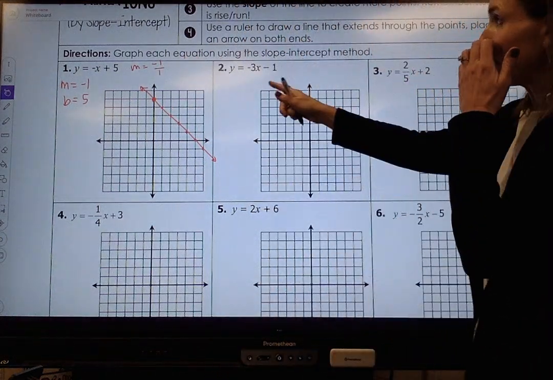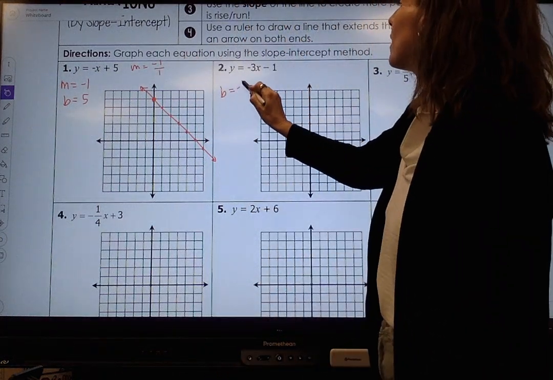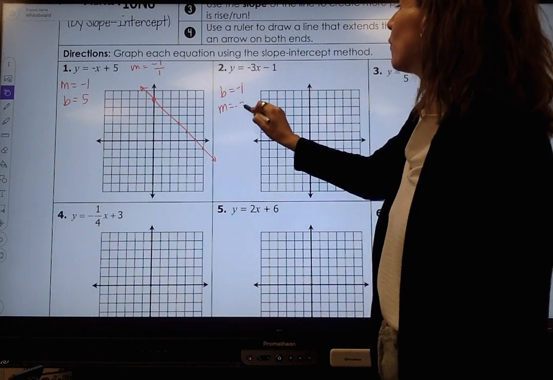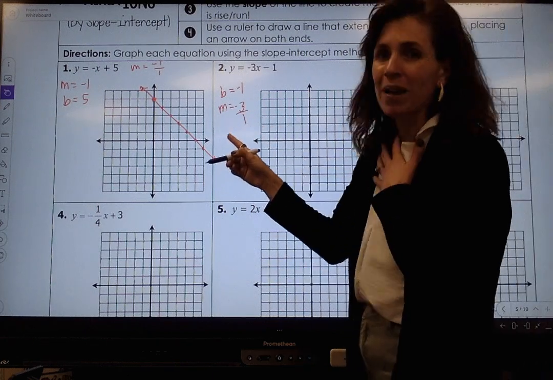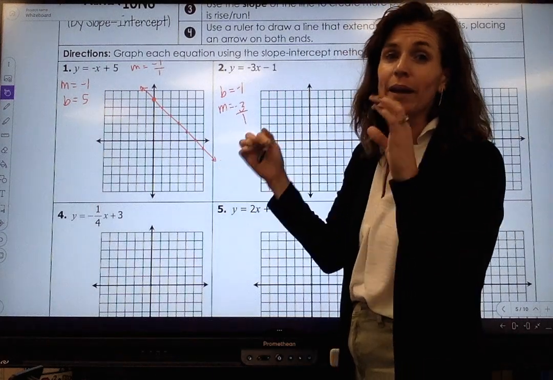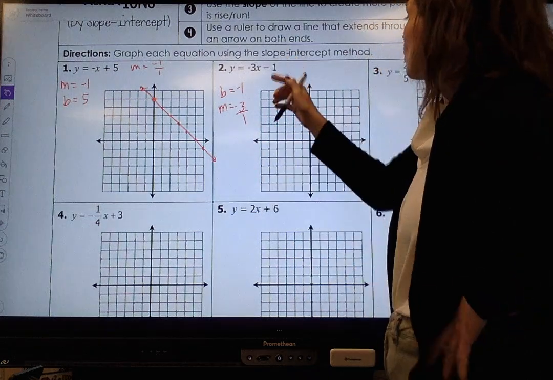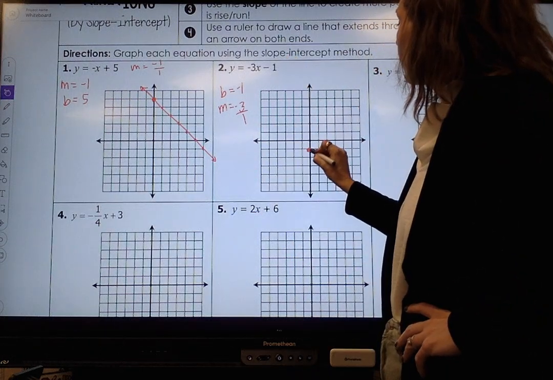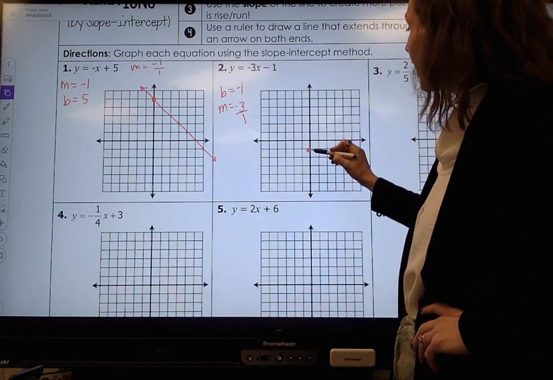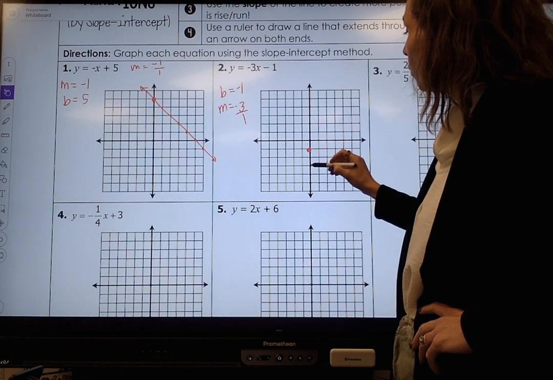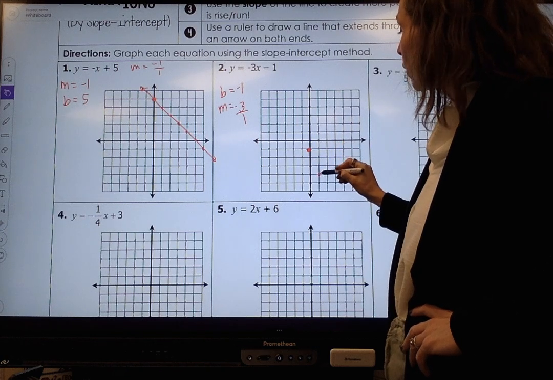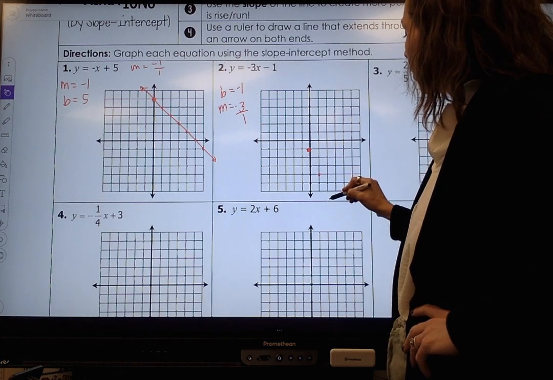Okay, let's take a look at number 2. My beginning point's -1. My slope is -3. And I'm just going to put, for my information, -3 over 1 because I want to see that ratio. So my beginning point's -1 on the y-intercept. And then because it's negative, I'm going to go down 3, 1, 2, 3. But I always run right. Down 3, always run right.